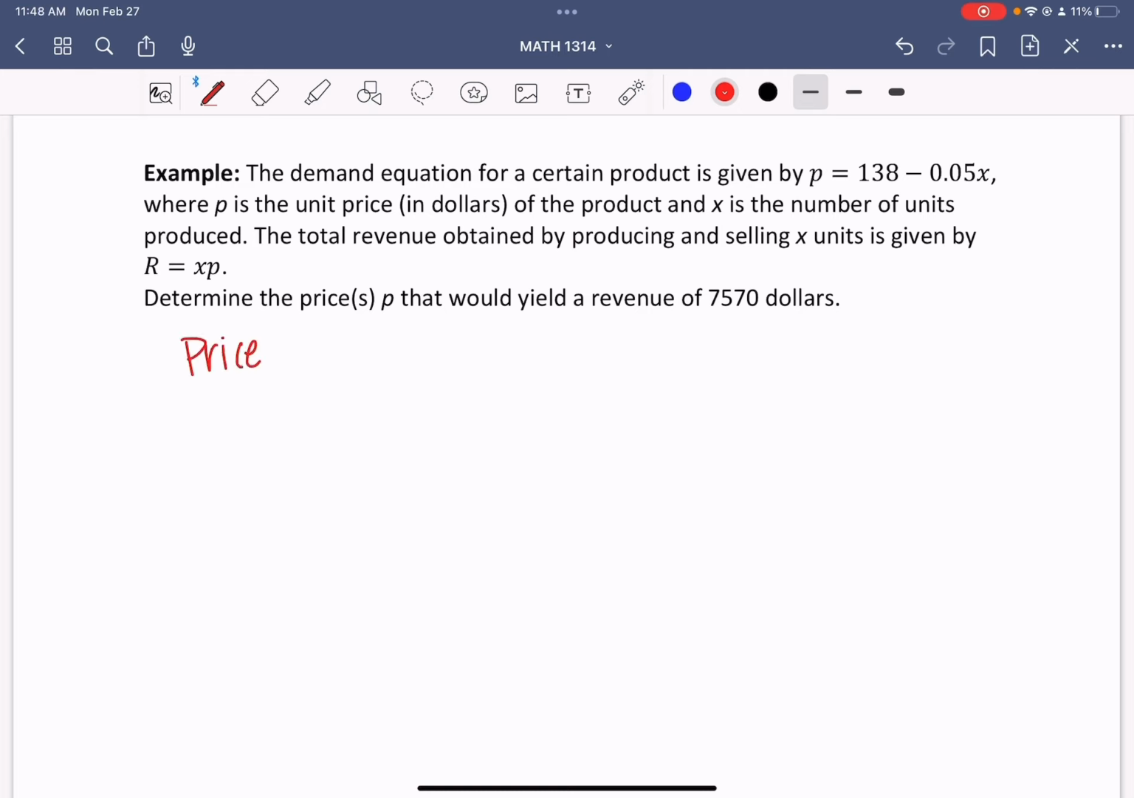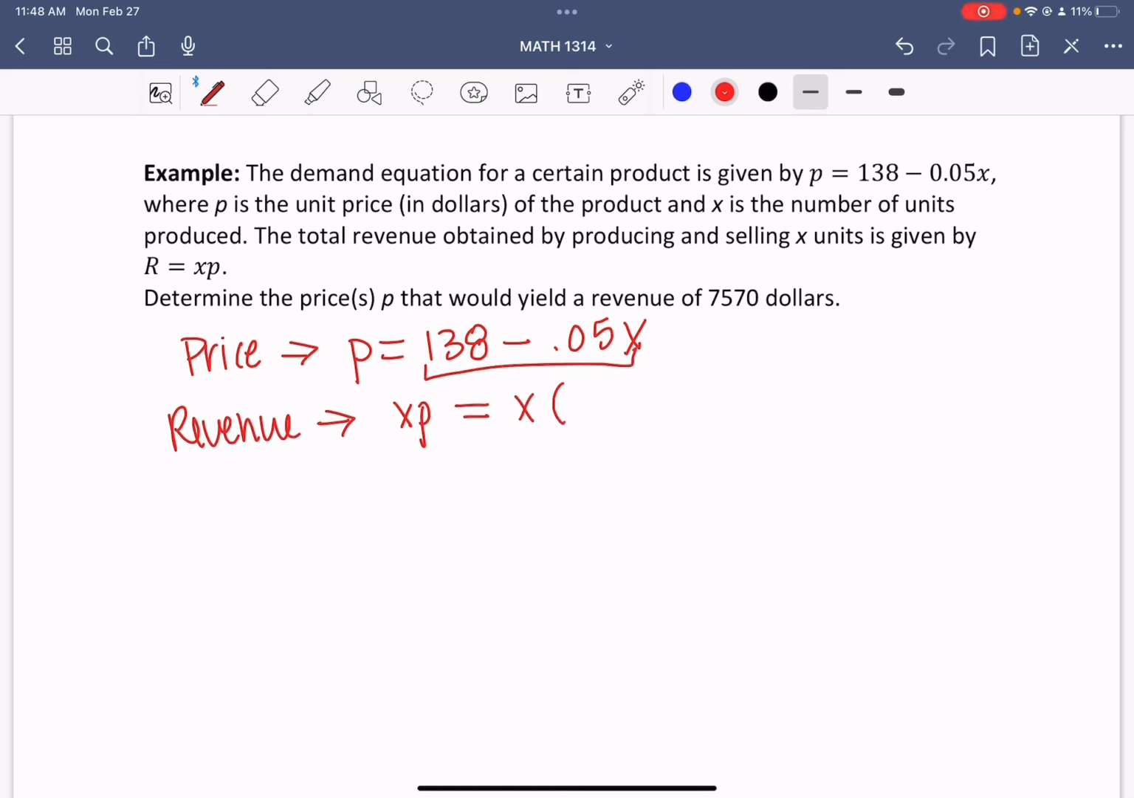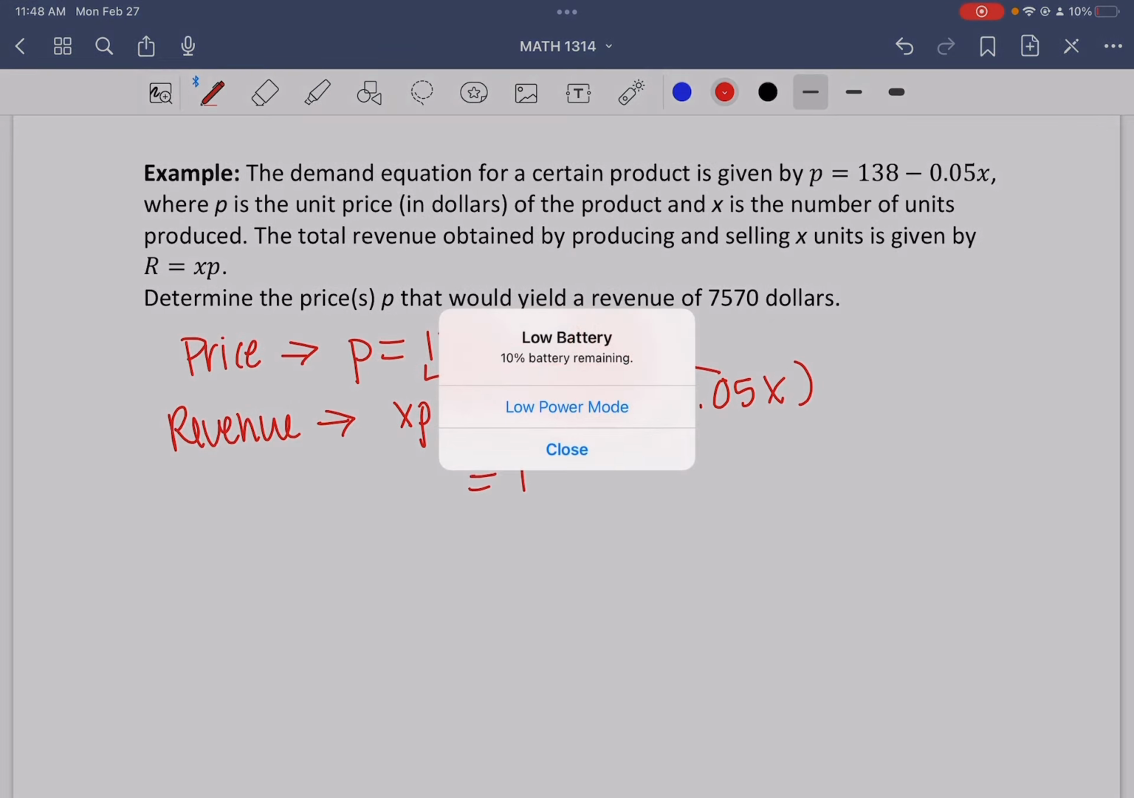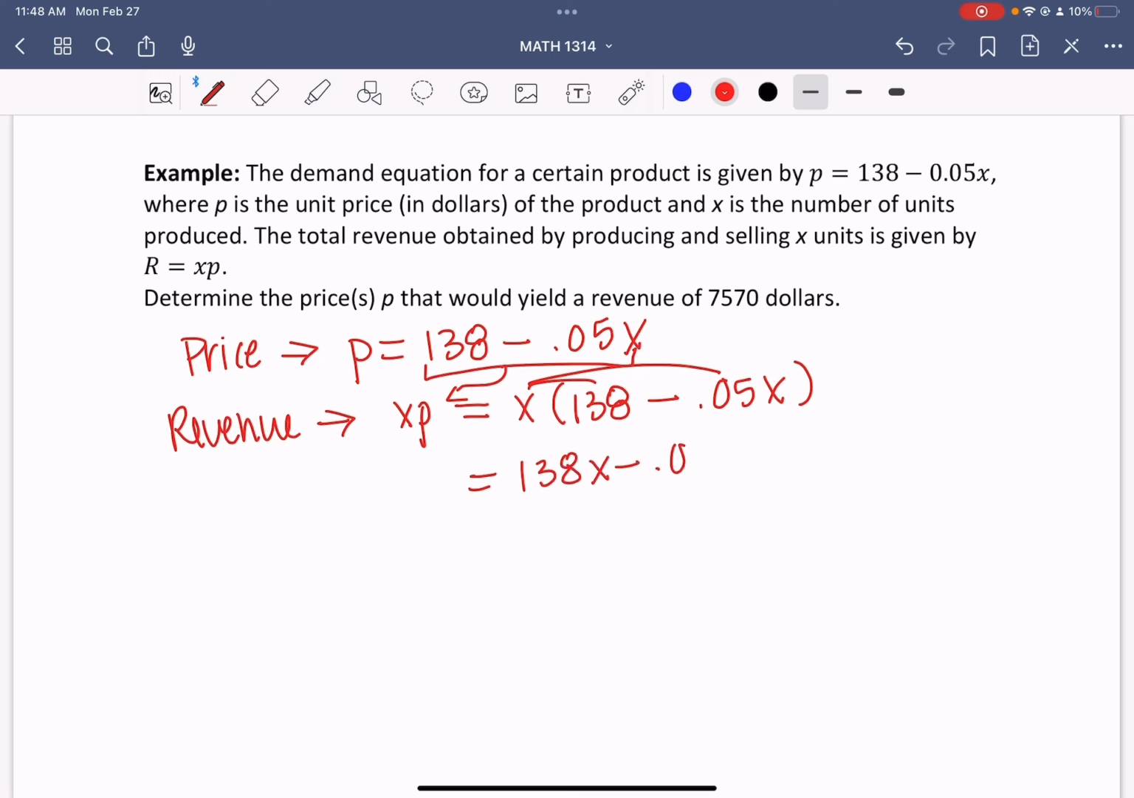They said that the price was your P function. P equals 138 minus 0.05x. Then they said revenue is X times P. So we're going to say X times, and we're going to plug in what P is equal to, 138 minus 0.05x. So if I distribute this X, I get 138x minus 0.05x squared. And so there's my quadratic. That's how this is fitting in here.